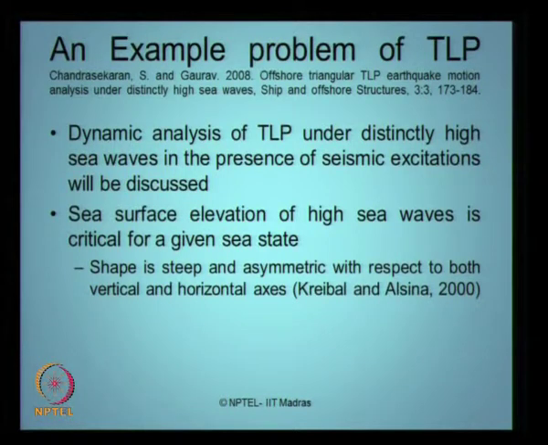The shape is steep and asymmetric, that is very important. I will show you the wave time history, it is asymmetric with respect to both the axes, horizontal and vertical, because this is what is referred to as a distinctly high sea wave by Kriebel and Alsina. Okay. If the wave remains asymmetric and steep in shape in both the axes, then we call this a distinctly high sea wave.